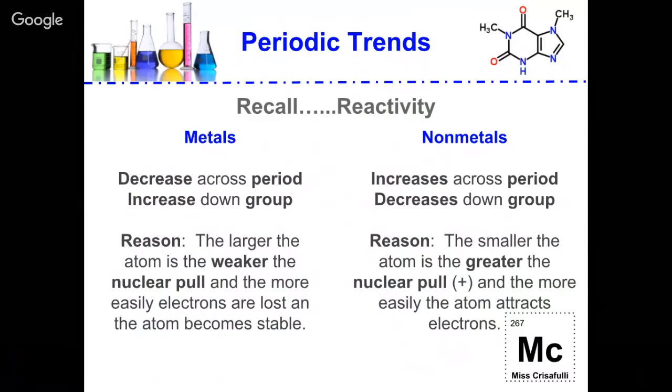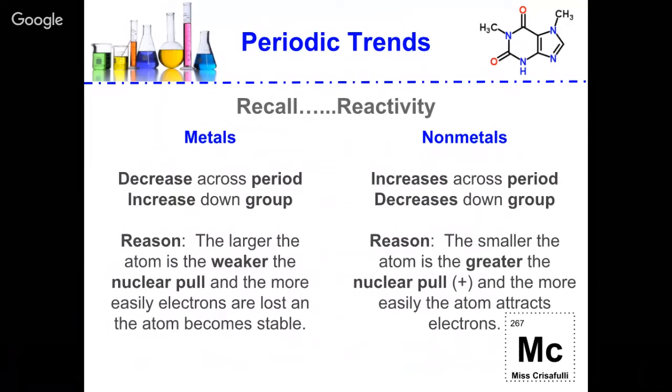So now let's talk about reactivity, because reactivity and atomic size go hand in hand. So for metals, the reactivity is going to decrease going across a period and increase going down a group. Why? The larger the atom is, the weaker the nuclear pull is going to be on those outer electrons. And so that means that those outer electrons can be lost easier so that the atom can become more stable and have that noble gas configuration.